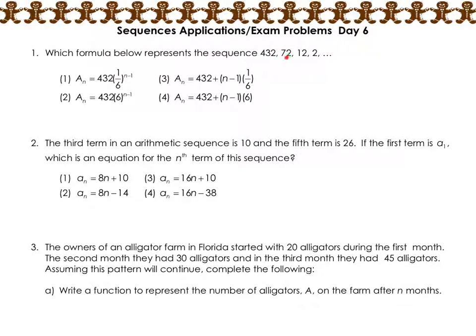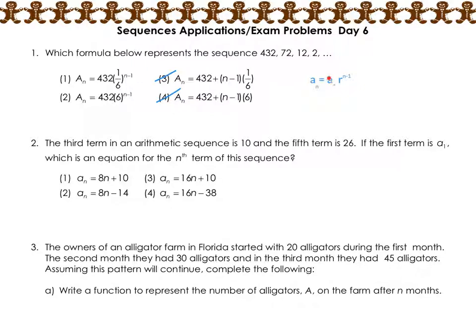So first, let's figure out, is there something that we're adding each time? If I look at 432 to 72 to 12 to 2, definitely not. So I think that it's definitely a geometric sequence. So I can cross out choices 3 and 4 because those are arithmetic. Then I think that it's either 6 or 1/6 as the common ratio, because remember, our formula is a sub n equals a sub 1 r to the n minus 1.